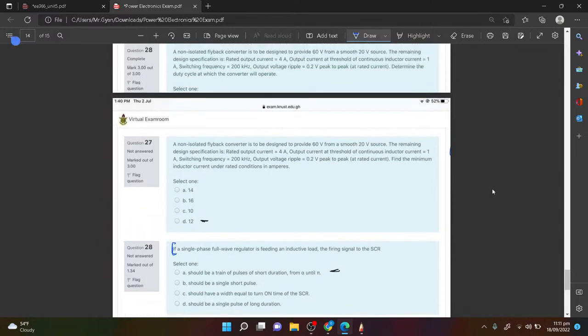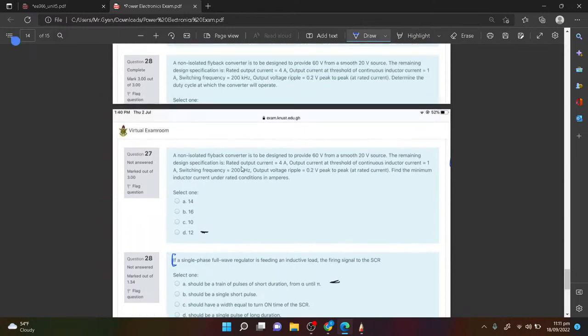So this question is a non-isolated flyback question. Find the minimum inductor current under rated load conditions. So you've been given the rated current as this. The threshold current is this, right? So we should be able to do this one too.